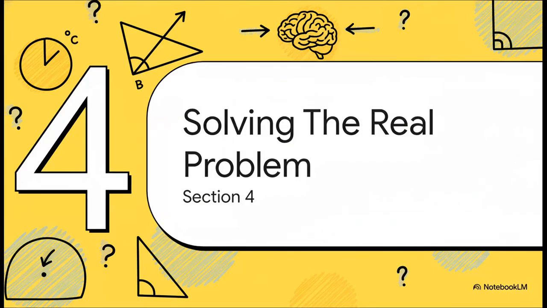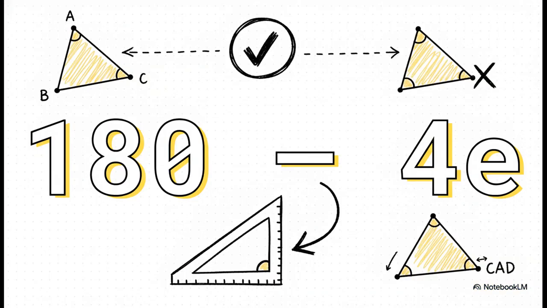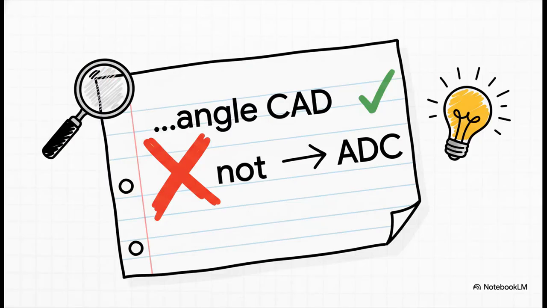So section 4, solving the real problem. We've got our final expression, 180 minus 4E. Now, how does this actually solve the mystery of that original question? And there it is, our calculated expression, 180 minus 4E, perfectly matches the official answer. But hang on, notice this is the expression for angle ADC, not angle CAD. And that is the solution to the mystery. The exam paper had a typo. It asked for angle CAD, but the calculation that was actually required, and the answer in the mark scheme, is for angle ADC. It's a classic exam paper error, and knowing how to navigate it by just solving for what's logically required, that is a top-tier exam skill.